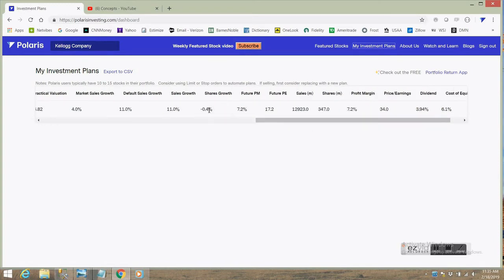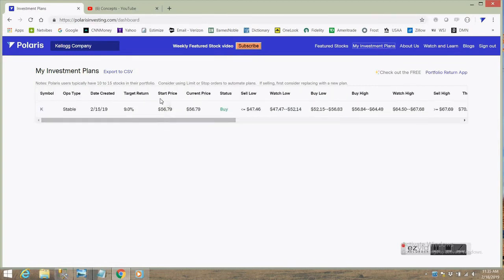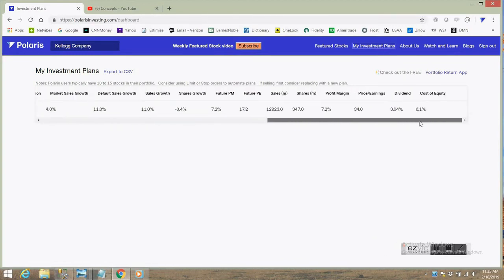All right, scrolling more over to the right, we see that the share growth is captured, the future projected profit margin, projected price earnings multiple, current sales, the current shares, the current profit margin, the current price earnings multiple, the dividend yield, which is the dividend divided by the start price. So that dividend yield does not change over time. It's just what it was at the time you saved the plan off. And then the cost of equity is saved as the last value.